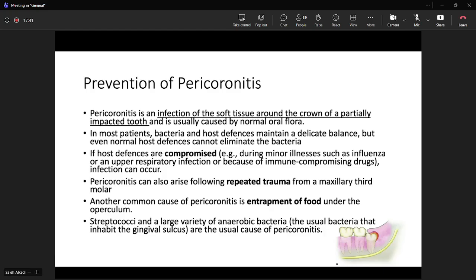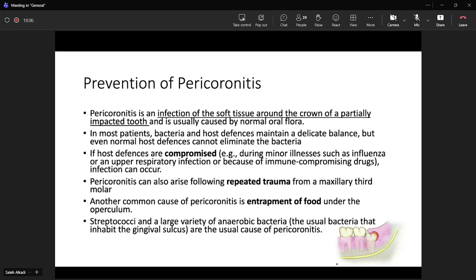Another important indication for removal of impacted wisdom teeth is to prevent pericoronitis, and pericoronitis is the most common, let's say, acute pathology associated with impacted wisdom teeth. So we need to understand this condition and how to manage this condition. What we mean by pericoronitis is the infection of the soft tissue around the crown of the partially impacted tooth.